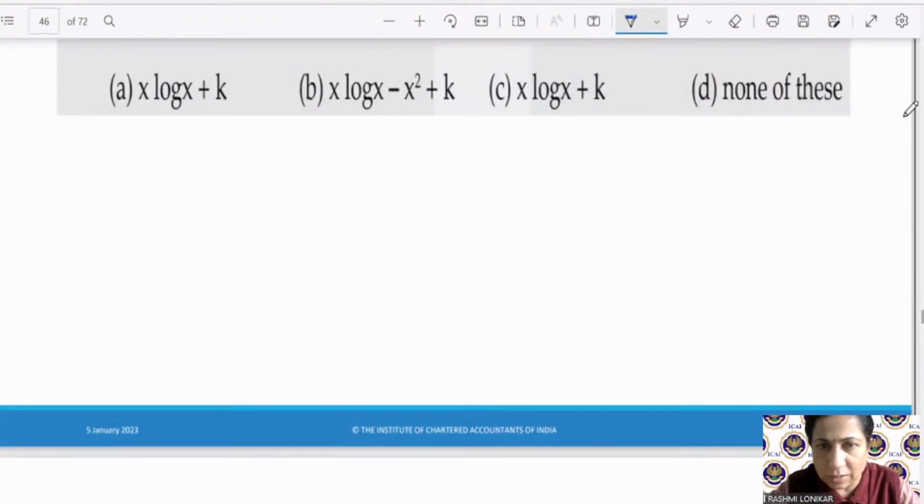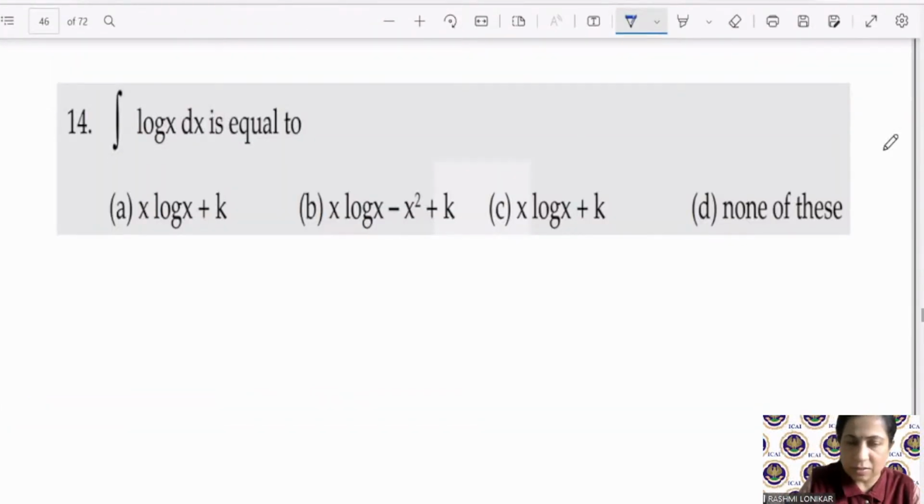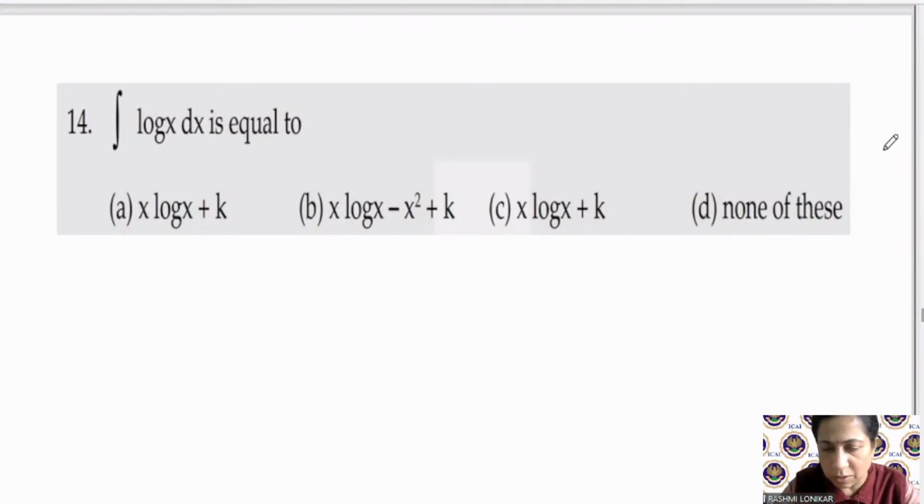Another one that is very famous is log x dx. Has everybody understood? Just put it in the chat box.